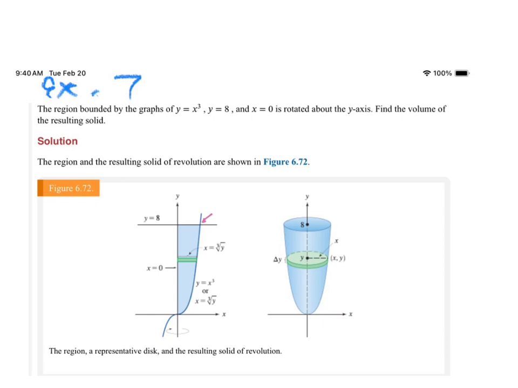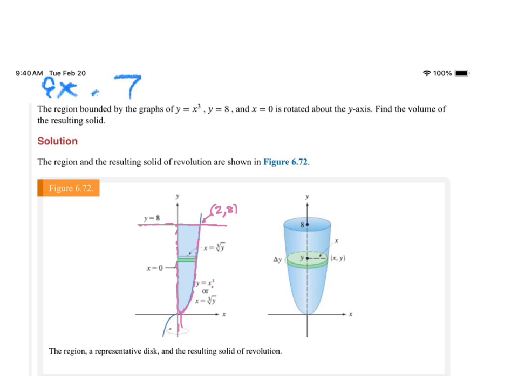Ordered pair. 2, 8. Good. Why? Because when x is 2 in this function right here, y is 8. That's how we got that intersection. Everybody good with that? Okay. We are intersecting x equals 0, so that's this vertical boundary line. Horizontal top lid boundary line is y equals 8. And the function is y equals x cubed. And so far, this feels like it could revolve around the x-axis and be exactly like what we've been doing.